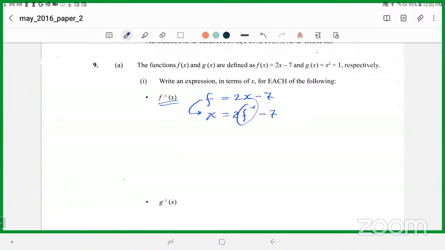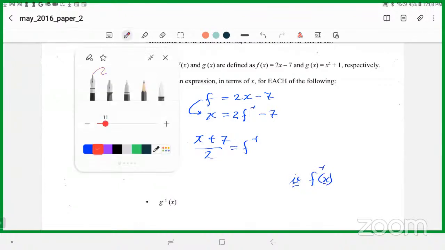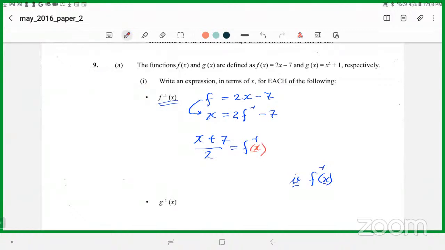To leave this as the subject easily, we transpose the 7, get x plus 7, and then divide by the 2. So you see we're doing the same thing every time. So it becomes x plus 7 over 2. That is f to the minus 1. So putting back the of x now, f to the minus 1 of x is equal to x plus 7 over 2. Nice and easy.